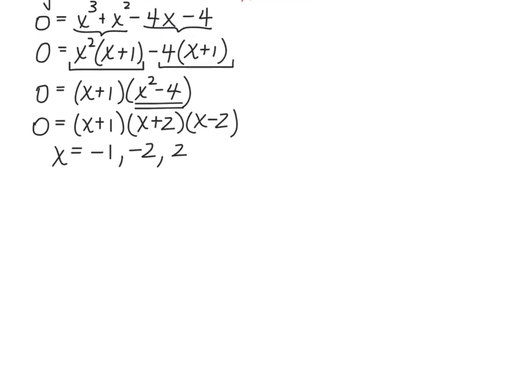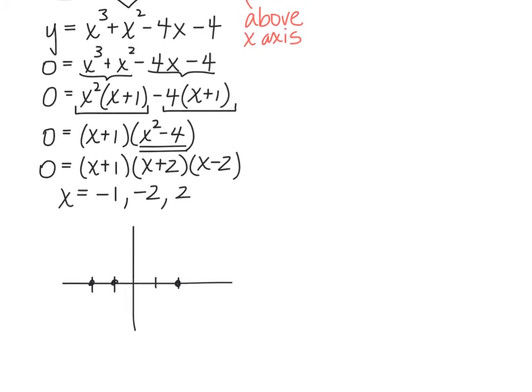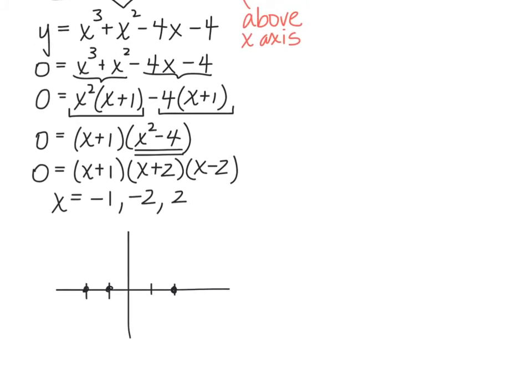So now I'm going to go ahead and begin constructing my graph. I will plot my x-intercepts, negative 2, negative 1, and positive 2 to start with. Now let me go back up to our function. When I say I'm looking at the function, I'm looking at y equals x cubed plus x squared minus 4x minus 4. And I want to think about the shape of a cubic function.